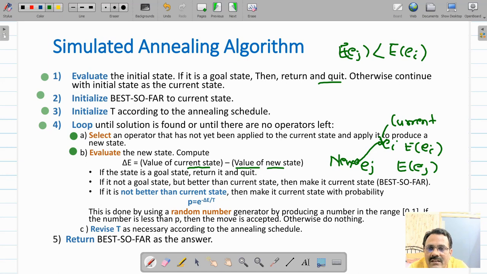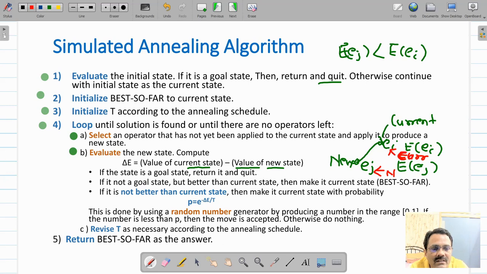If the new state is a goal state, return of course and quit. If it's not a goal state, but it is better than the current state, now this is the case. Ej is a new state which is better than your Ei. Your current state is Ei. So this Ej is better than Ei. If this is the case, naturally you should accept it because it is better than the current state. But if it is not better than the current state, then make it the current state with a probability.